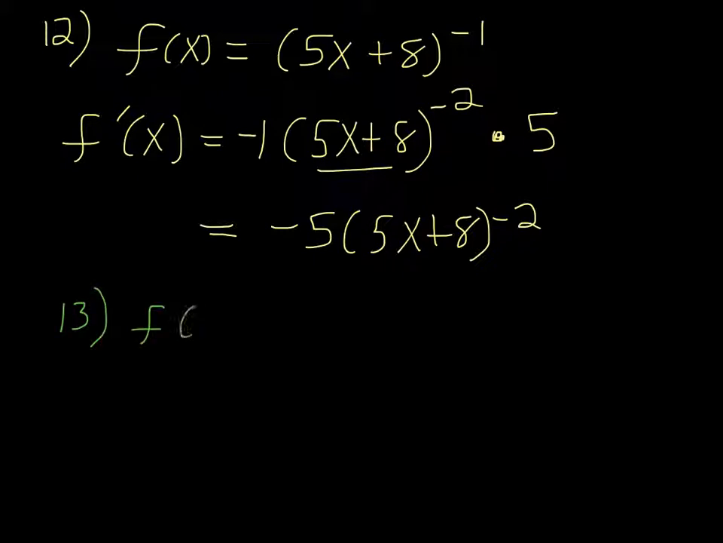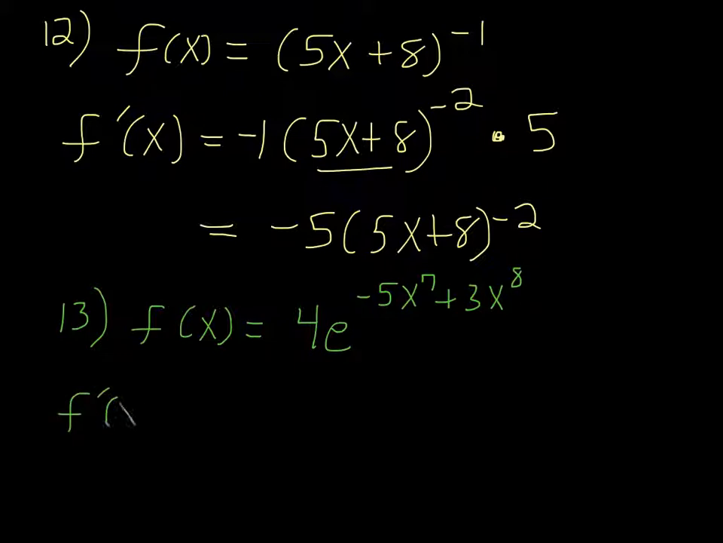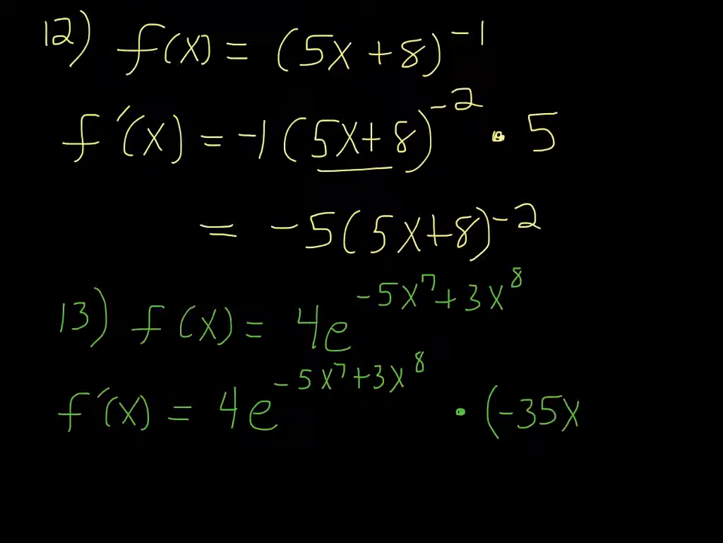Another chain rule. f of x is equal to 4e to the negative 5x to the 7th power plus 3x to the 8th power. Now, of course, the derivative of e to the x is just e to the x. But when you have a power other than x, you have to multiply by the derivative of that power. So that quantity would be negative 35x to the 6th plus 24x to the 7th.